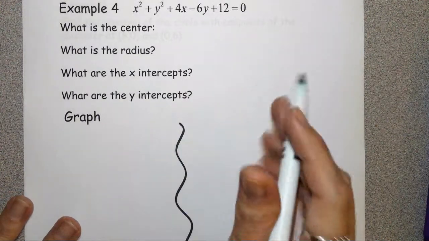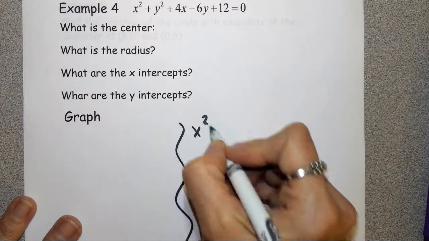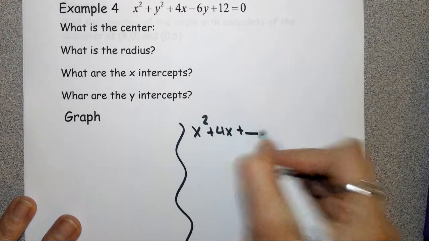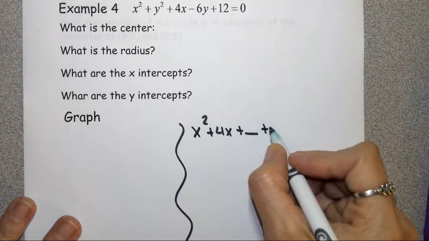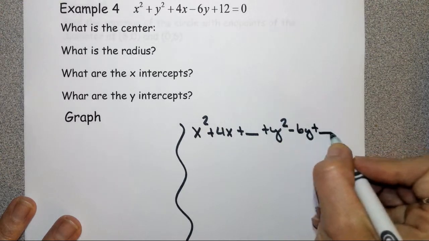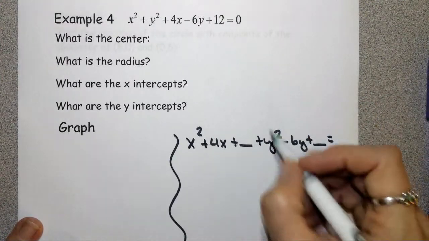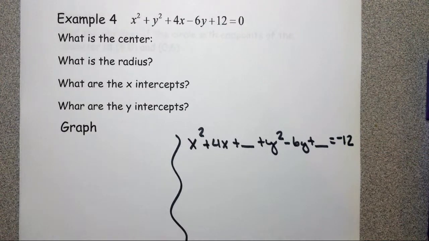So when you complete the square, remember you're going to put your x's together first. So x squared plus 4x. And I'm going to leave some space. And then I'm going to put my y's together. Y squared minus 6y. And I'm going to leave some space. And what do I have to do to that 12? Move it over. So now it becomes a minus 12.